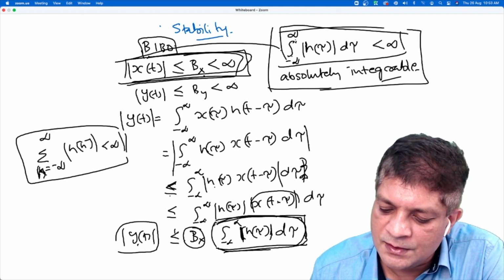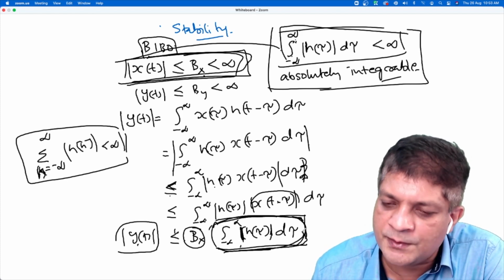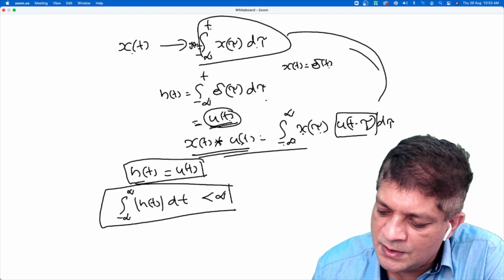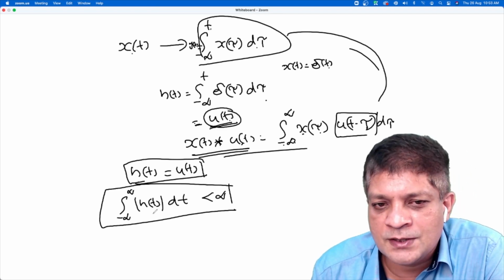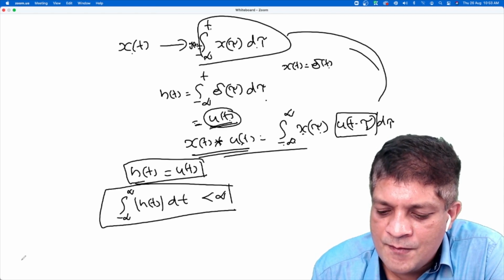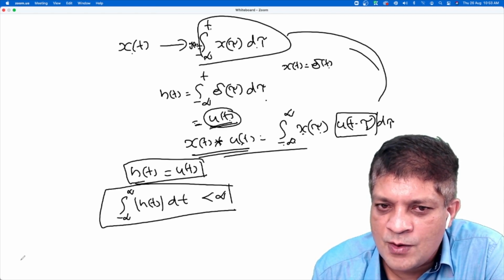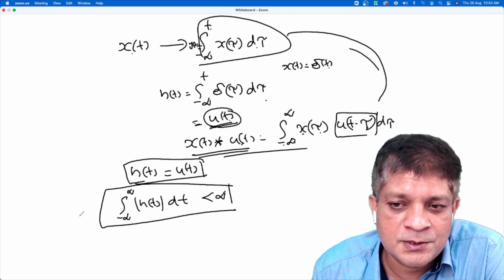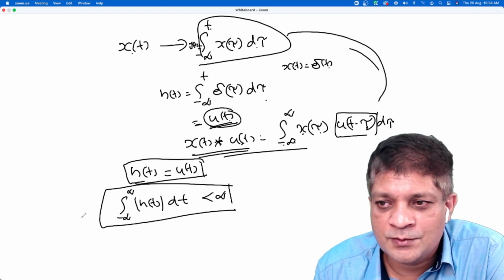This is the condition. If this condition is satisfied, if this term is finite, we can say that the system is stable. So what is the condition here? Is it a stable system? No, because the area under the unit step is not finite.